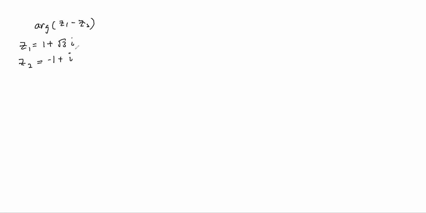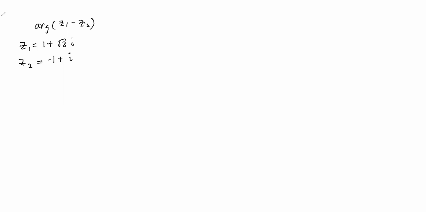We all know that finding the argument of Z1 is simple and finding the argument of Z2 is also simple. We can also find the argument of Z1 times Z2 or Z1 divided by Z2 quite easily. But what about the argument of Z1 minus Z2? So how does it work?